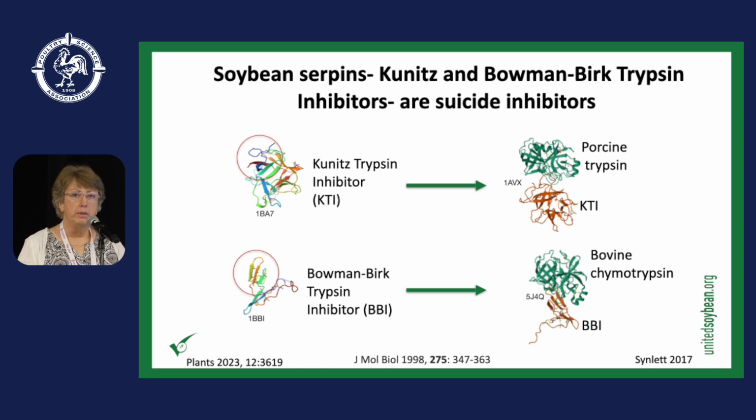So they inhibit their targets in a 1-to-1 molar ratio. And you can see here there are crystal structures of pig trypsin with KTI and cow chymotrypsin with the BBI.